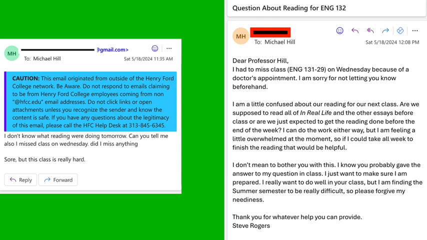Now, not all professors want formal emails, but if you don't know, you should be careful to make sure that you're presenting yourself in a professional manner. And this email would allow the professor to know that you're serious, that you're thoughtful, and that you recognize that this is a professional situation.